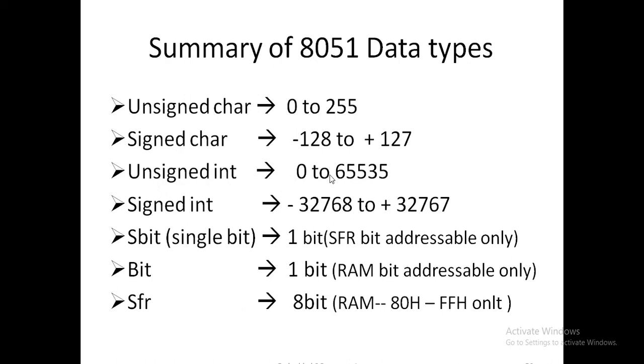Unsigned int is 0 to 65,535. If you want to represent this data range, you require 16-bit data size. Signed int is minus 32,768 to plus 32,767. To represent this data range, you require 16-bit data size. Other than that, there are three data types which are more related to the 8051 microcontroller and its series.